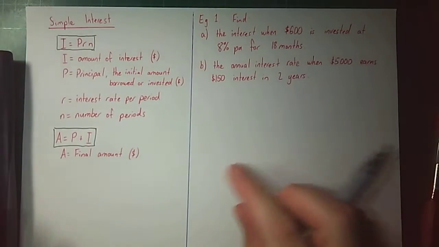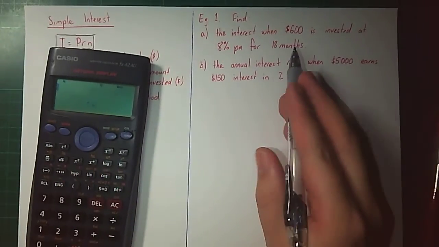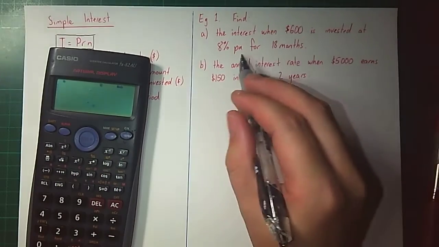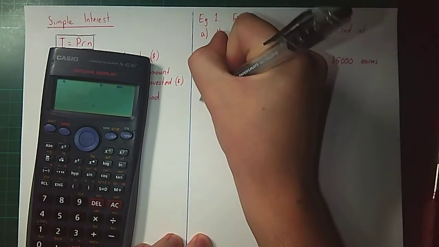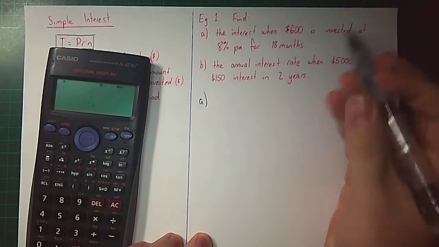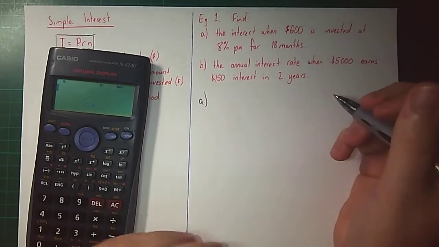Now, the first example we're going to look at, we've got find the interest when $600 is invested at 8% per annum for 18 months. Okay, so we're going to look at that one first, then we'll look at B in a moment. So for A, I'm going to identify what we know.